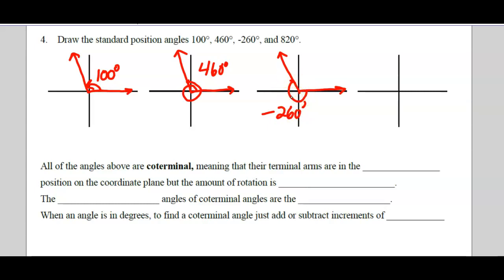And then positive 820. So what's that? That's 360, 720, 820. Again, same terminal arm, just more of a rotation. So all of these are coterminal, meaning that their terminal arms are in the same position on the coordinate plane, but the amount of rotation is different.